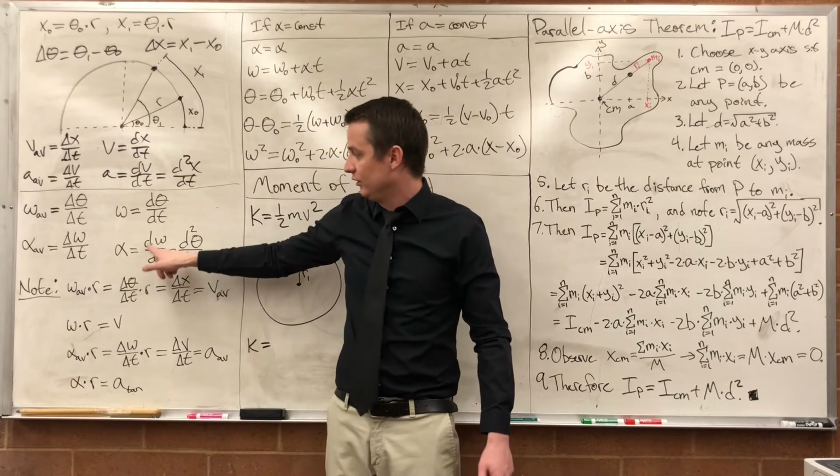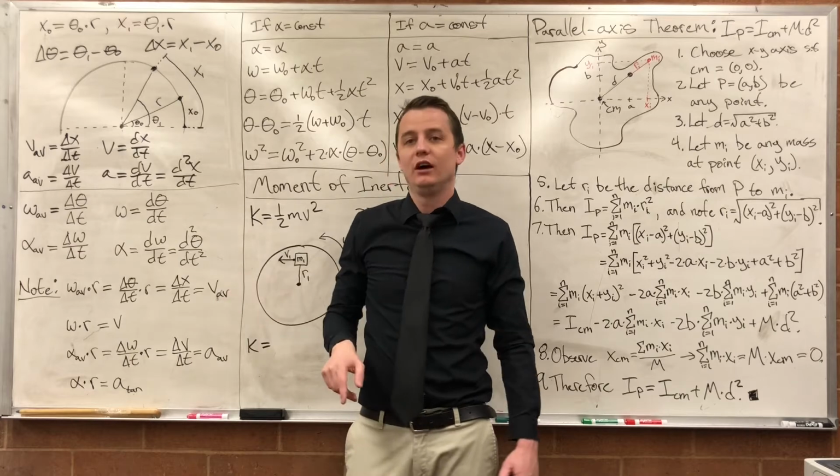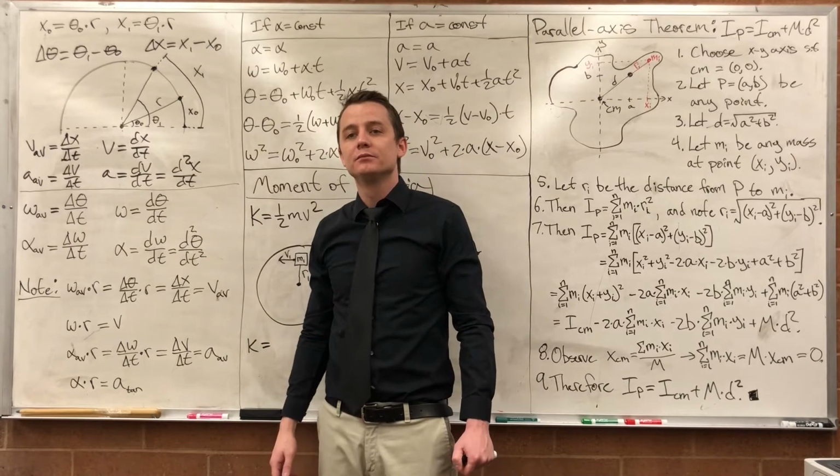And then alpha is just the derivative of your angular speed with respect to time, or in other words, it's the second derivative of your angular position with respect to time. Good?